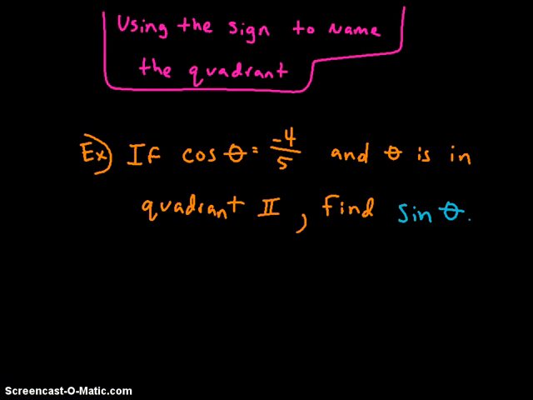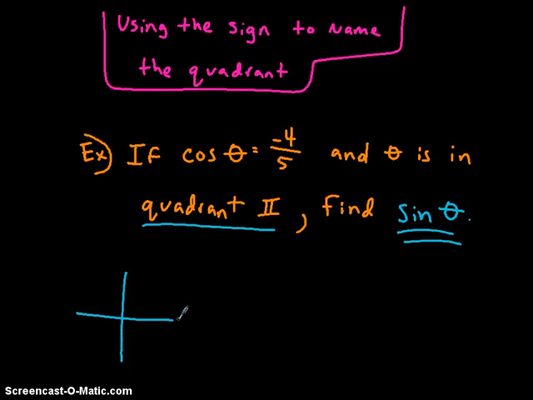In this example, you're given cosine of theta is equal to a ratio, and you're given the quadrant that theta is in, and ultimately, we want to figure out what sine of theta is. So I'll start off by drawing x and y axis, and it says that cosine of theta is a negative 4 over 5, and it's in quadrant 2.